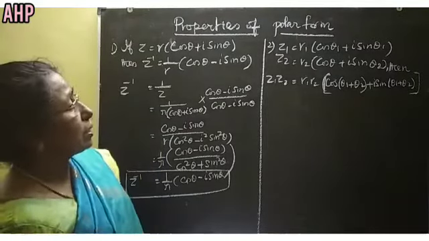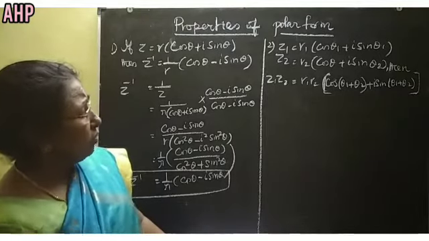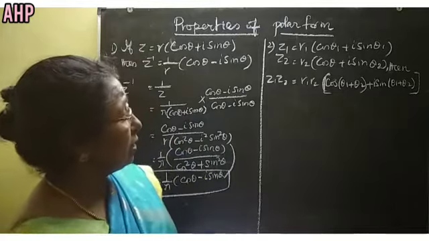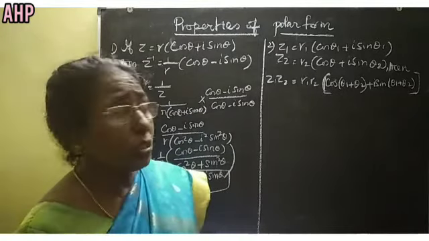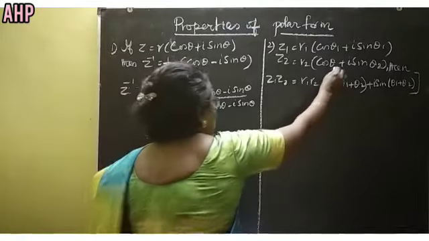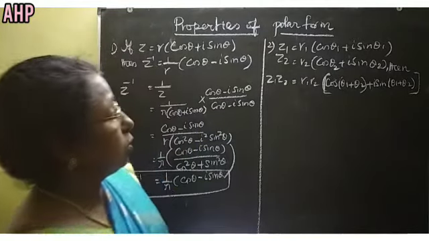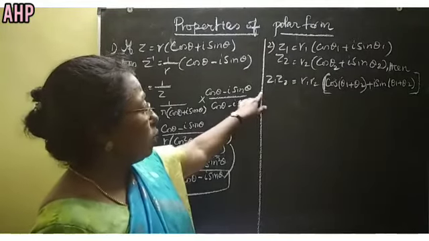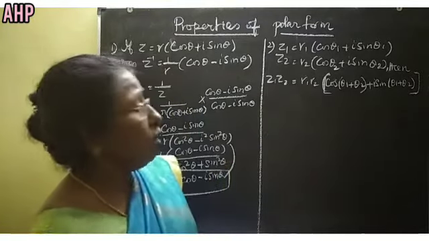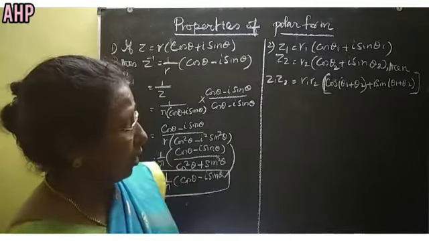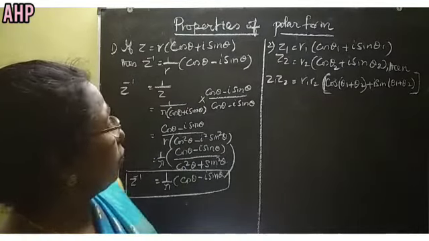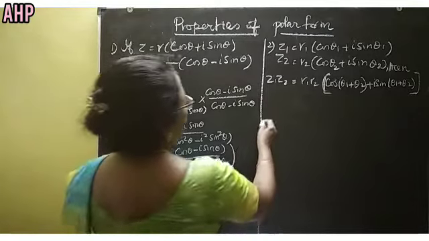The next property is, if z1 is equal to r1 into cos theta 1 plus i sin theta 1 and z2 is equal to r2 into cos theta 2 plus i sin theta 2, then z1 z2 is equal to r1 r2 into cos theta 1 plus theta 2 plus i sin theta 1 plus theta 2. Now we are going to multiply z1 and z2.